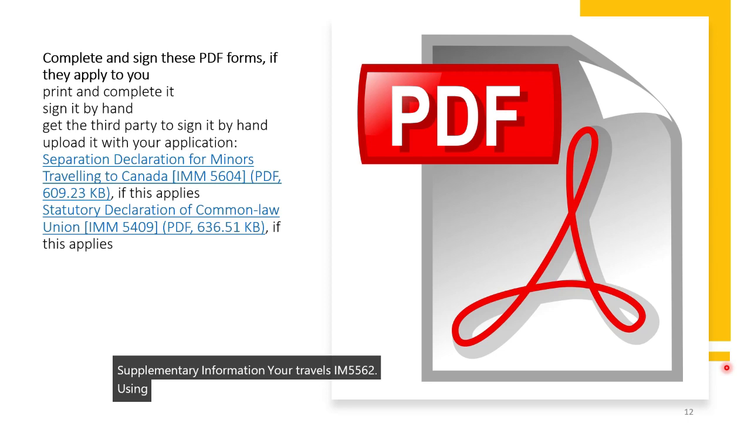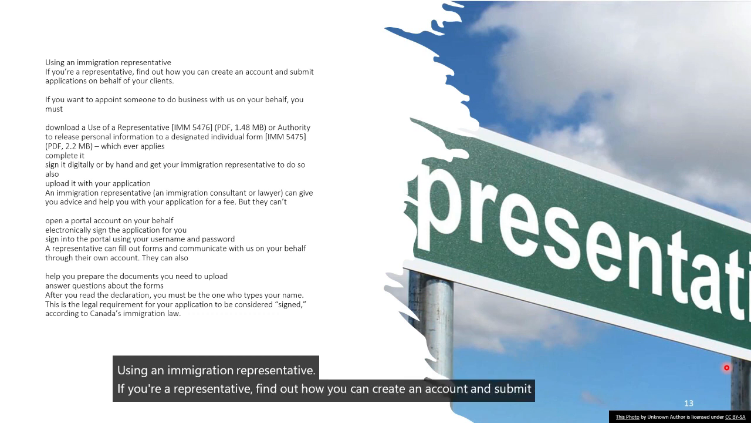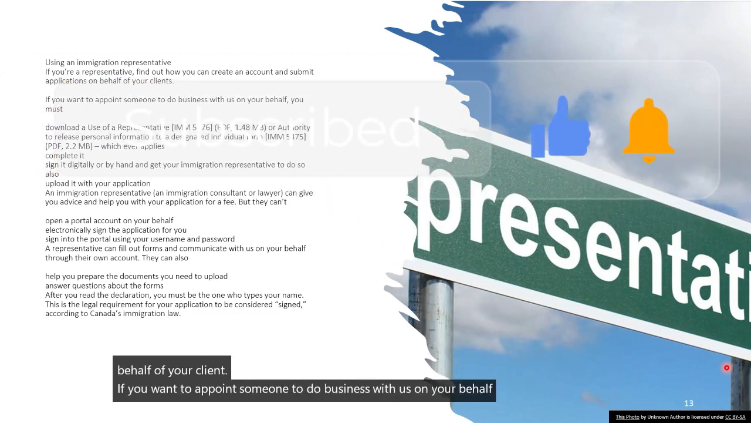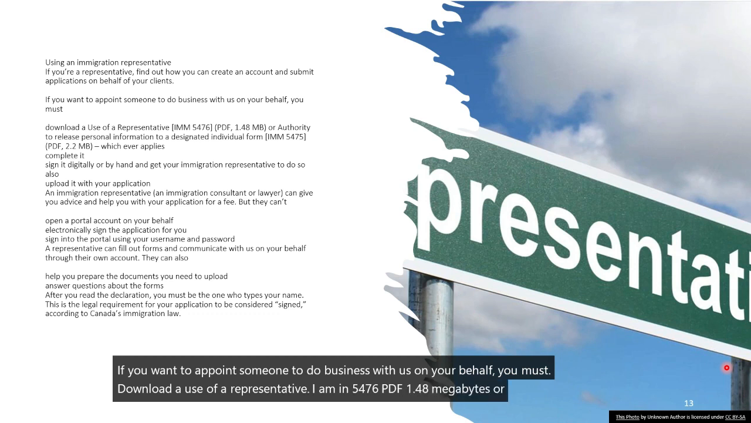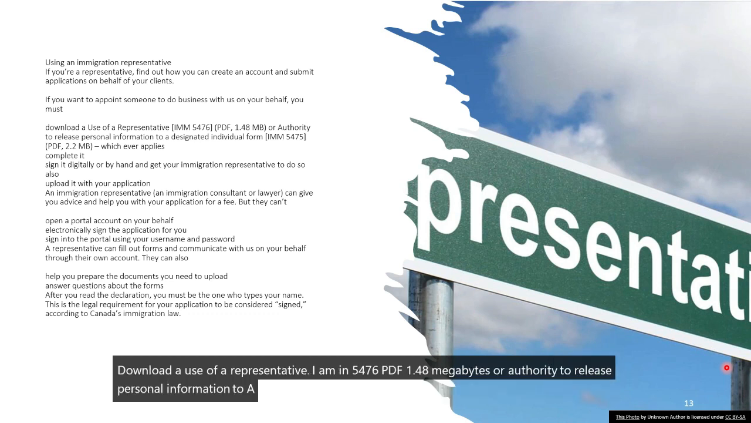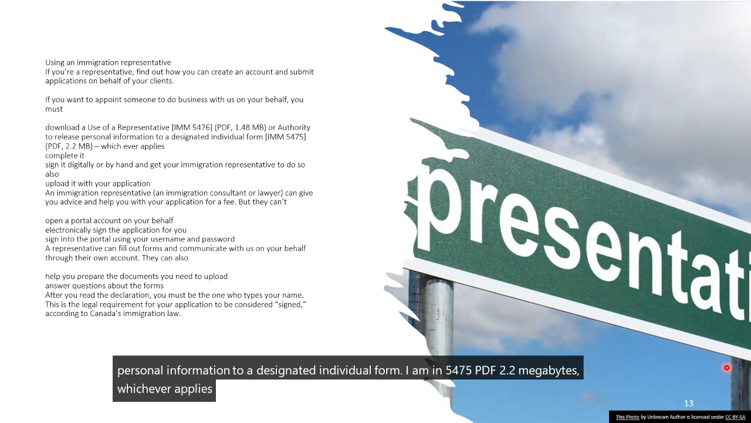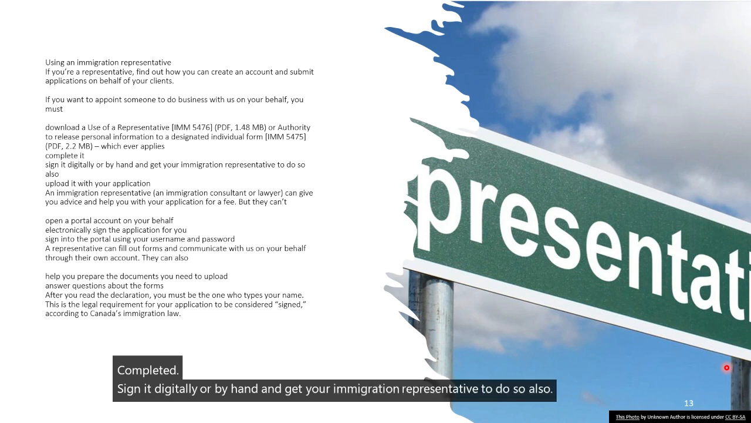Using an immigration representative. If you're a representative, find out how you can create an account and submit applications on behalf of your clients. If you want to appoint someone to do business with us on your behalf, you must download the Use of a Representative form, IMM 5476, or the Authority to Release Personal Information to a Designated Individual form, IMM 5475, whichever applies. Complete it. Sign it digitally or by hand and get your immigration representative to do so also. Upload it with your application.